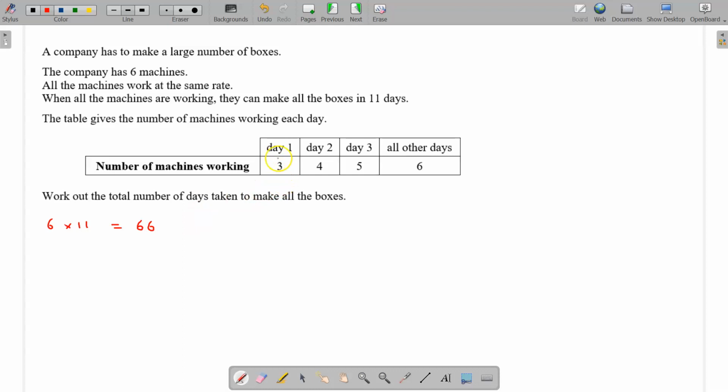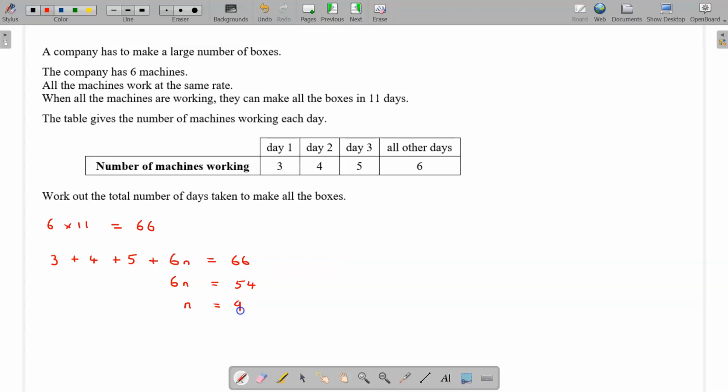Now in this particular situation, we know that some of the machines weren't working on day 1, day 2, and day 3, but after that, they all seem to be working. So we can say that we've got 3 plus 4 plus 5, taking the first 3 numbers, and then some multiple of 6, and that has to equal 66. If you add those three numbers together, you've got 12. So if you take that away from both sides, 6n equals 54, and n equals 9.